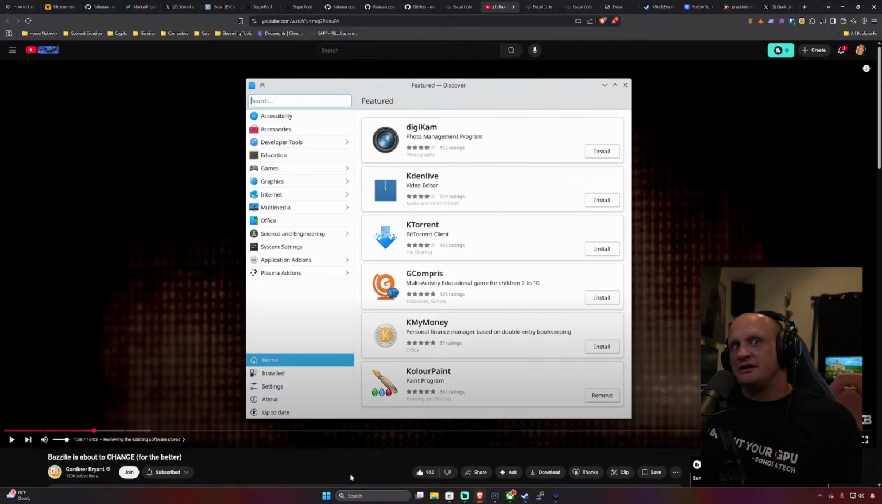I typically don't use any GUI on Linux at all. Even installing things that will be utilized in the GUI, I still will use terminal to install it all.